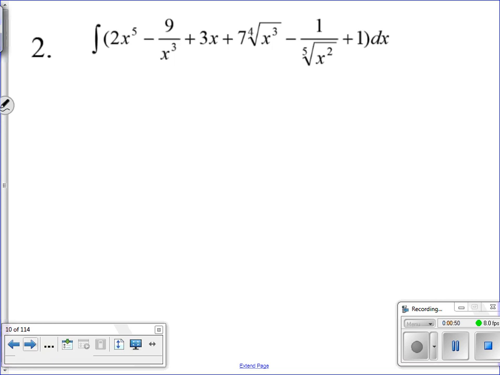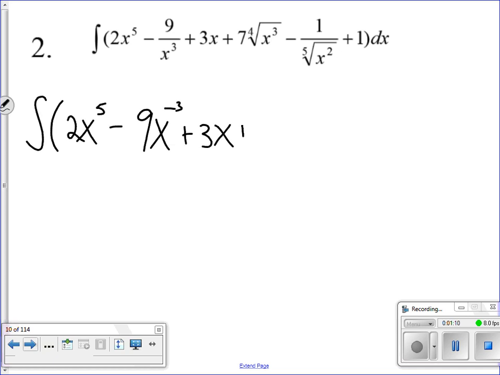Okay, number 2. Number 2, we just need to rewrite each of the terms. Whenever you rewrite a term, it's nice if you can write it as a coefficient, a number, times x to an exponent. So the first one's fine. 2x to the 5th is fine. The next term we could rewrite as 9x to the minus 3 plus 3x plus 7x to the 3/4 minus x to the negative, because it's in the denominator, negative 2/5 plus 1.